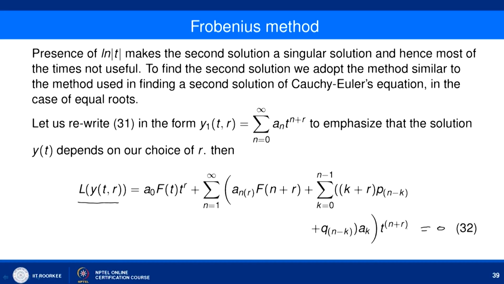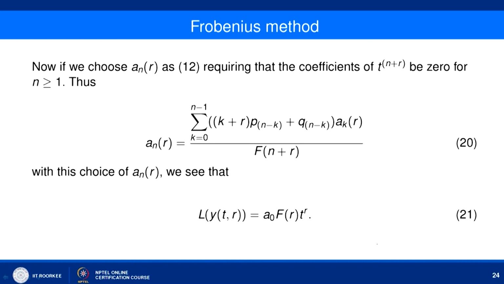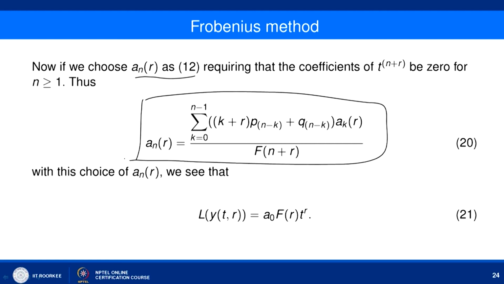So, we need to find r and a_n such that this expression gives a value of 0. Here we have to choose a_n and r, requiring that the coefficient of t^(n+r) be 0. This is the expression which we have already utilized: f(n+r) a_n(r) is given as minus the sum from k equal to 0 to n minus 1 of ((k+r) p_(n-k) plus q_(n-k)) a_k(r). That is how we choose our coefficients a_n.